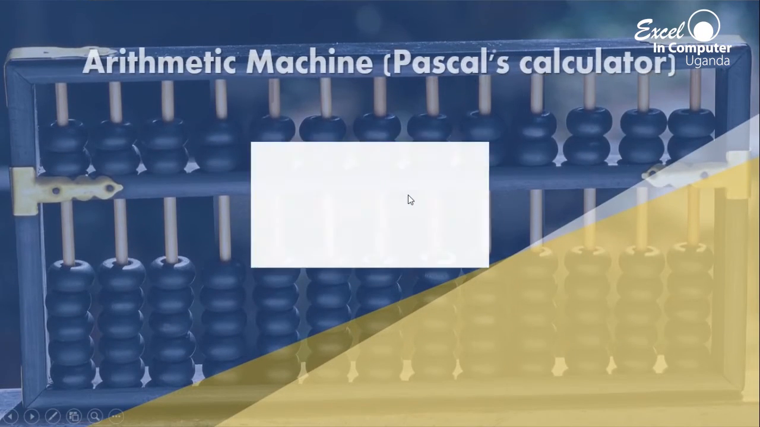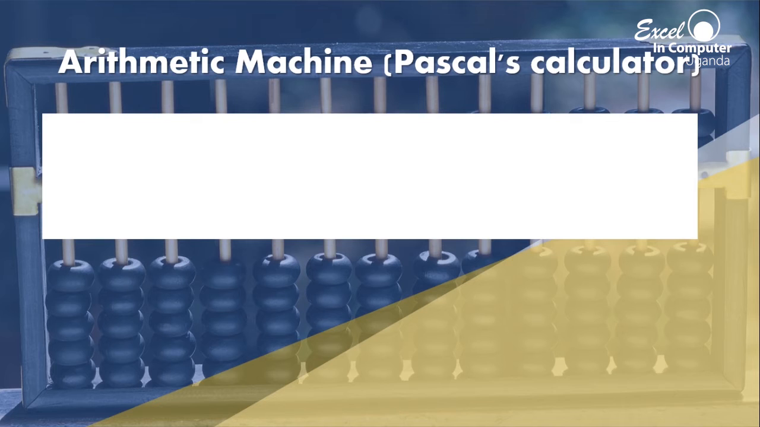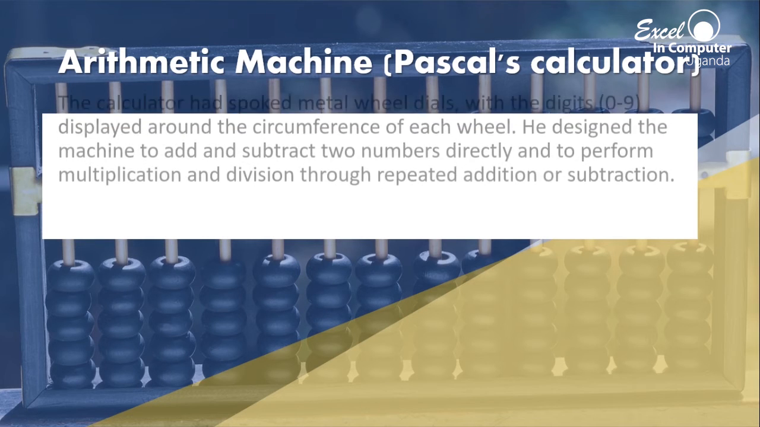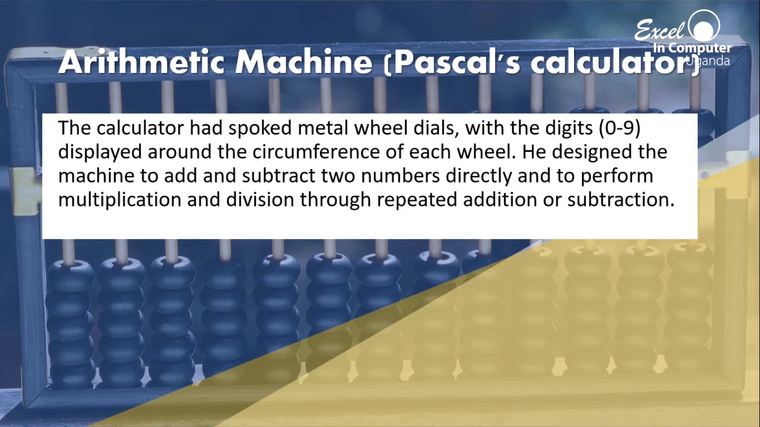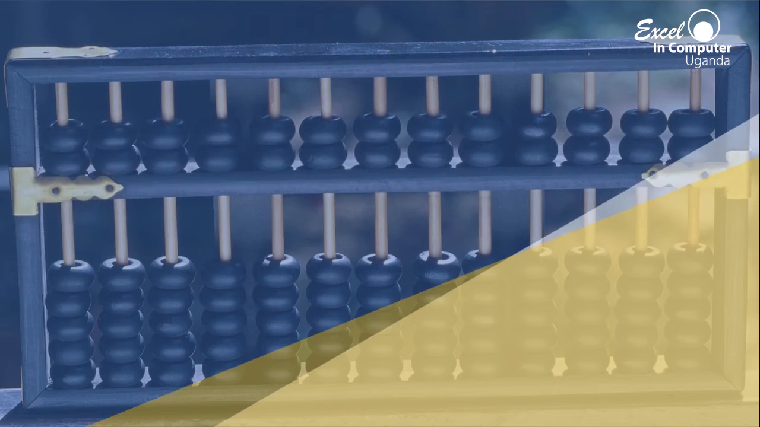In the mechanical era, you had a computer called the arithmetic machine, or Pascal's calculator. Pascal's calculator had a spoke of metal wheel dials with the digits from 0 to 9 displayed around the circumference of each wheel. For example, like a wall clock, the way you see those numbers inside, that's how the wheels were, with numbers from 0 to 9. He designed the machine to add and subtract two numbers directly and to perform multiplication and division through repeated addition or subtraction.